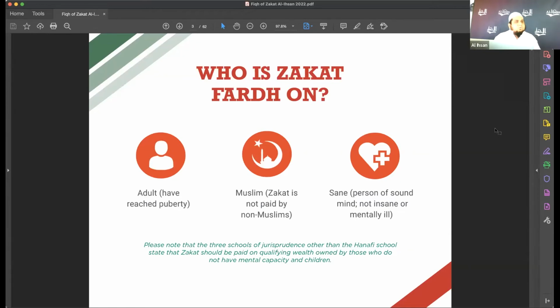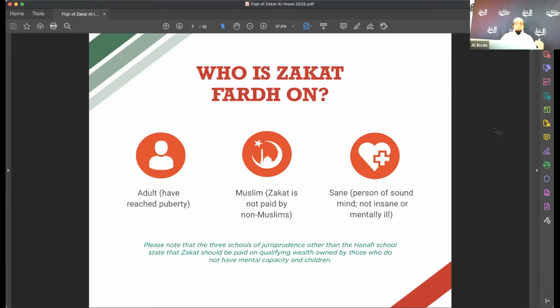Starting off with, who is zakat fard on? Meaning, who must pay zakat? We have always different types of people in different situations. Zakat is not a type of obligation that is meant to put people into any sort of difficulty. It is meant as a mercy from Allah subhanahu wa ta'ala. As Sheikh Adil mentioned, it's a way for us to purify our wealth, and it brings the barakah and blessing into our wealth.